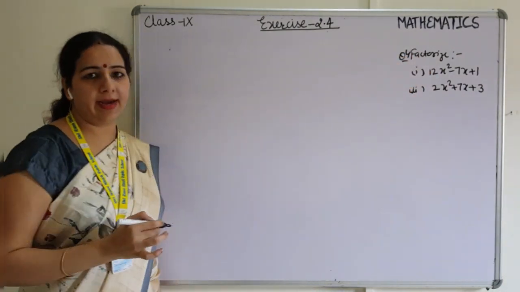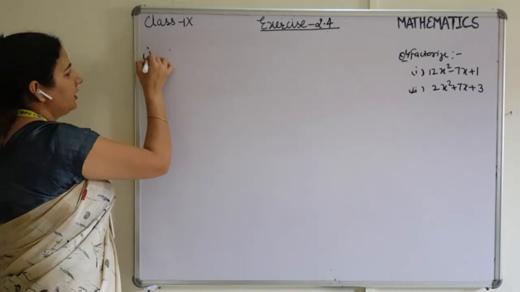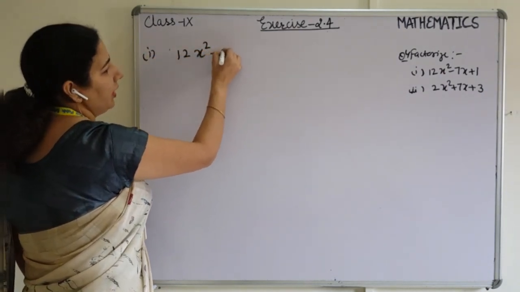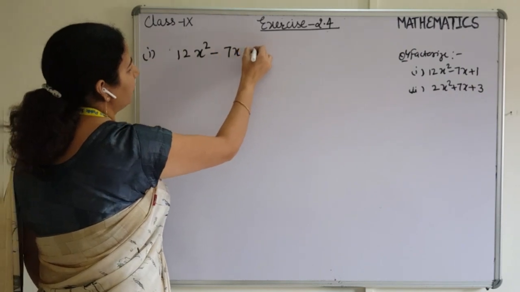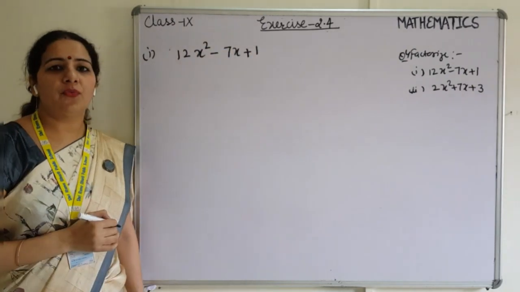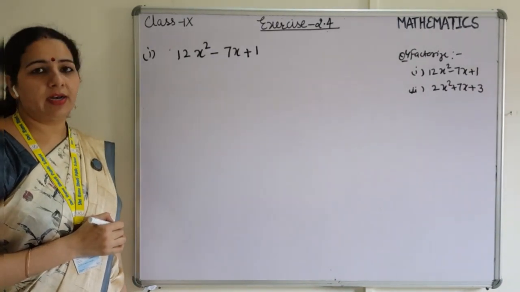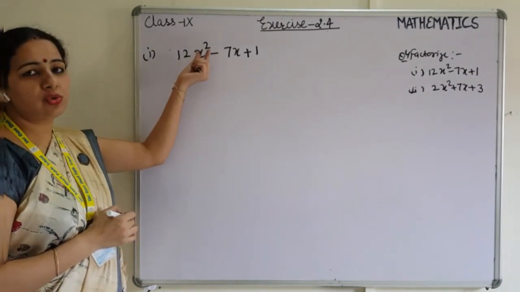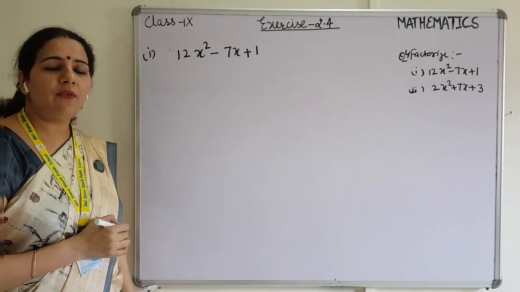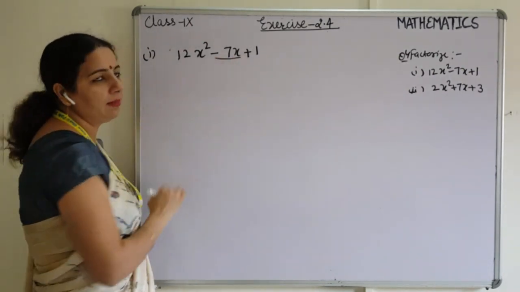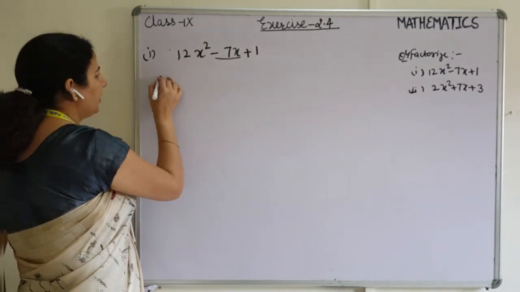The question is factorize 12x square minus 7x plus 1. You have done these types of questions in your class 8 also. We have to find the factors of this polynomial, and this is a quadratic one. The degree is 2, so there will be 2 factors. How will we calculate those factors? By middle term splitting. How will you split the middle term?